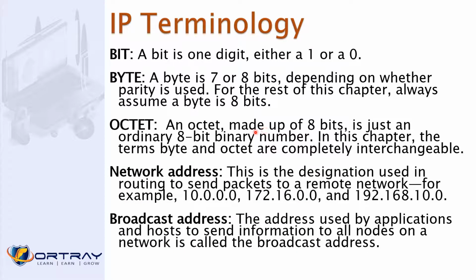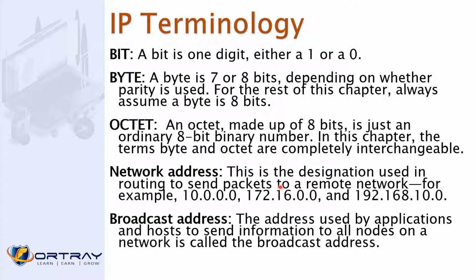Network address. Now, what is a network address? Treat it like a street name. An IP address has 2 portions: a network portion and a host portion. Like wherever you are living, at 20 George Lane, George Lane is the network, and 20 is the host. This is designated for use in routing packets to a remote network. For example, 10.0.0.0, 132.16, 192.16, these are all network addresses.